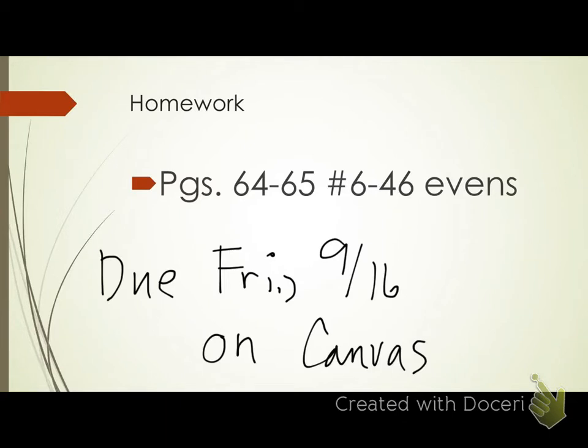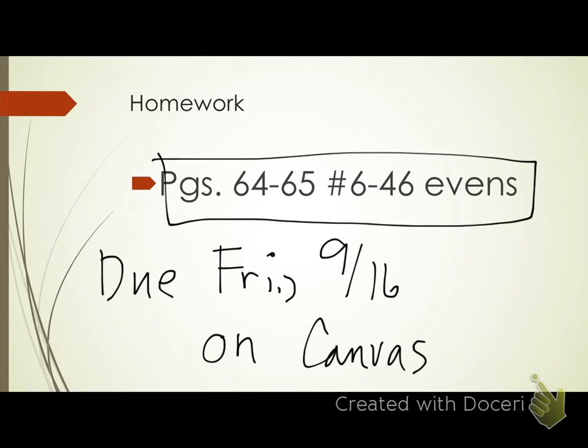Make sure you get the correct heading on your paper. Name, date, period, assignment in the upper right-hand corner of your piece of notebook paper. Your assignment is what's boxed in up here. Pages 64 through 65, 6 through 46 evens. I'll probably call this on Canvas 2.1, homework number 1.